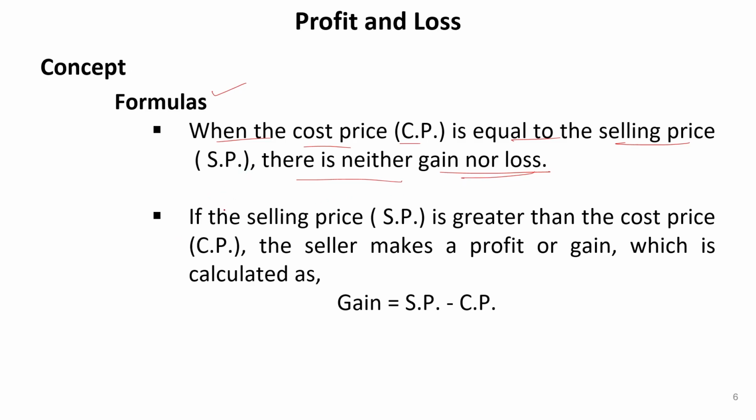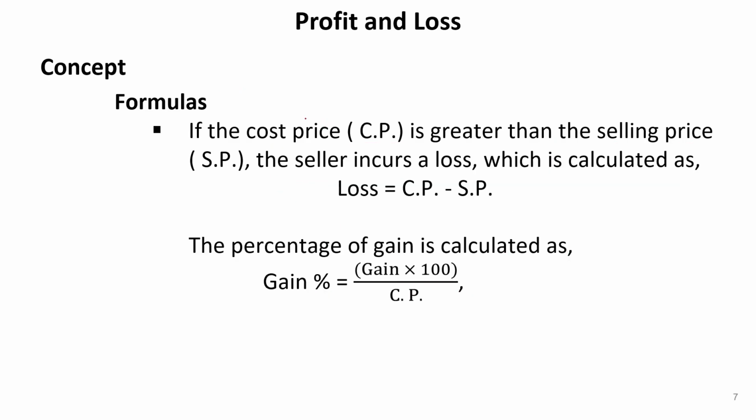If the selling price is greater than the cost price, then the seller makes a profit or gain, which is calculated as gain is equal to selling price minus cost price. If the cost price is greater than the selling price, then the seller incurs a loss, which is calculated as CP minus SP, that is, the cost price minus the selling price is equal to loss.